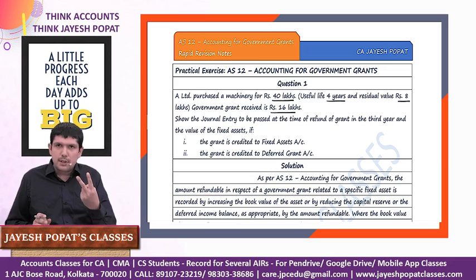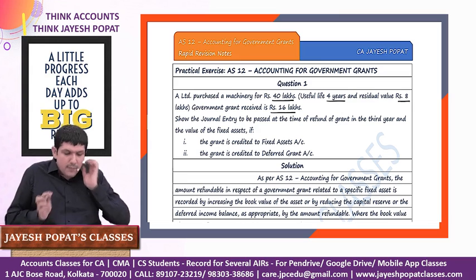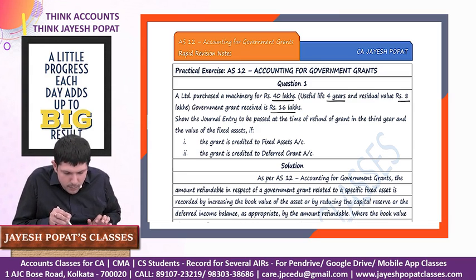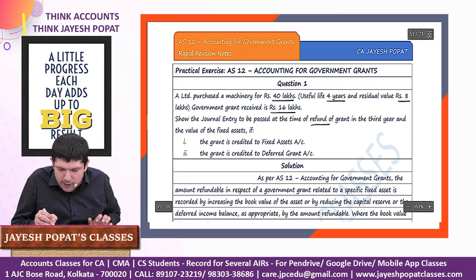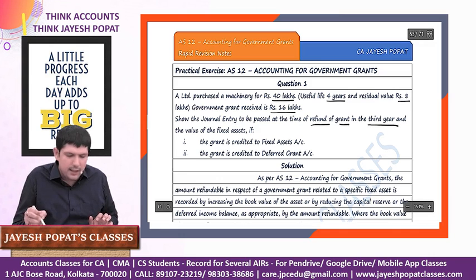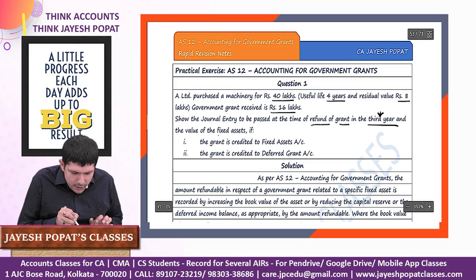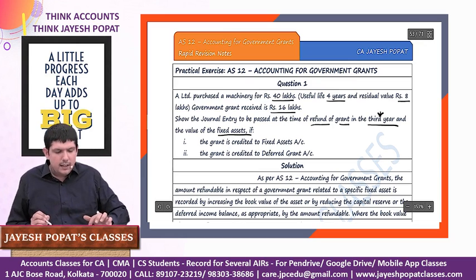Here I have two options to deal with it. Either I can reduce this 16 lakh from the book value of the asset, which is the first method, or I can treat this 16 lakh as deferred income, which is the second approach. So what is the journal entry to be passed at the time of refund of grant in the third year? The grant is becoming refundable in the third year, and what is the value of the fixed asset at the end?